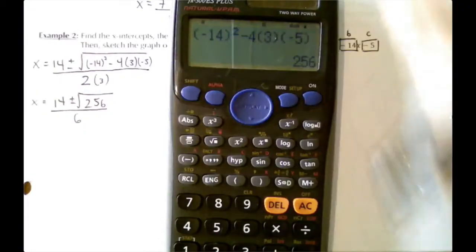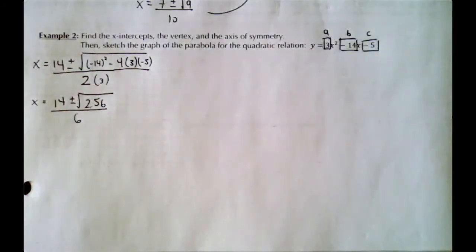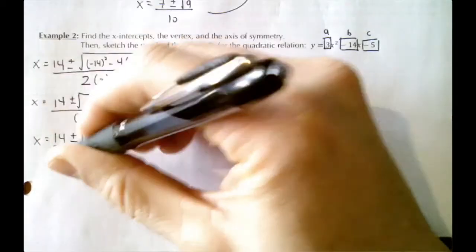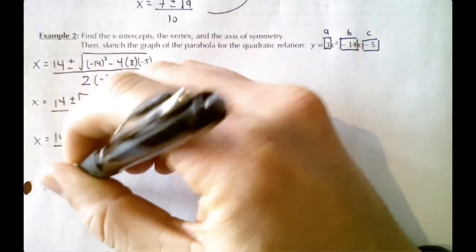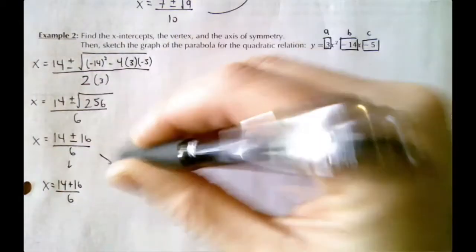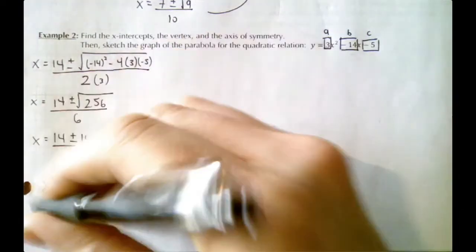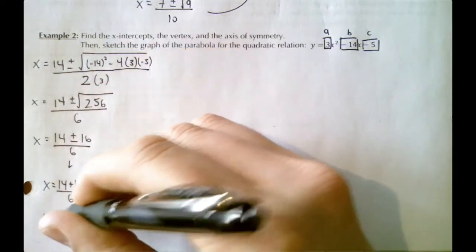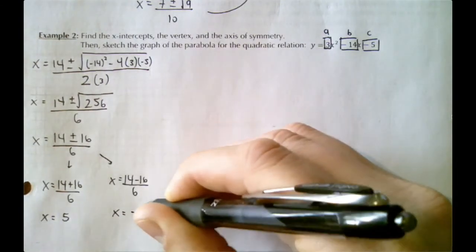And can we square root 256? Let's find out. 16. Awesome. So what we have is 14 plus or minus 16 over 6, which will lead to two answers. 14 plus 16 over 6, and 14 minus 16 over 6. The first one is 30 over 6, which gives us 5. And the next one would be negative 2 over 6, which is negative 1/3.